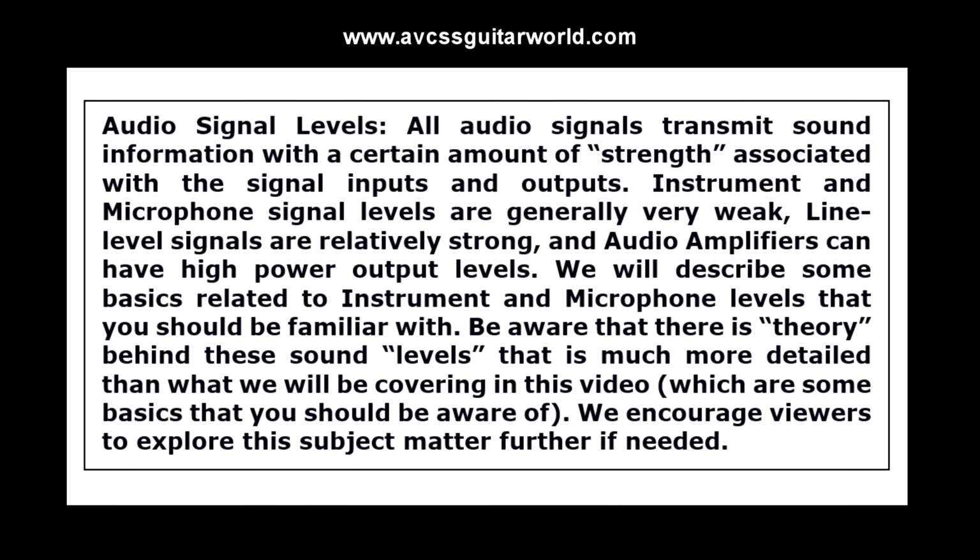All audio signals transmit sound information with a certain amount of strength associated with the signal inputs and outputs. Instrument and microphone signal levels are generally very weak. Line level signals are relatively strong, and audio amplifiers can have high power output levels. We will describe some basics related to instrument and microphone levels that you should be familiar with.